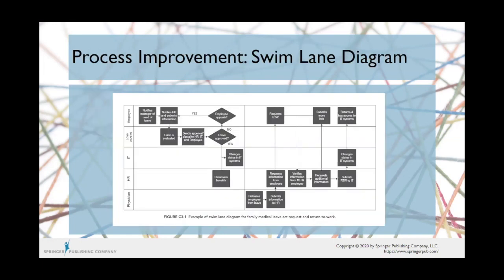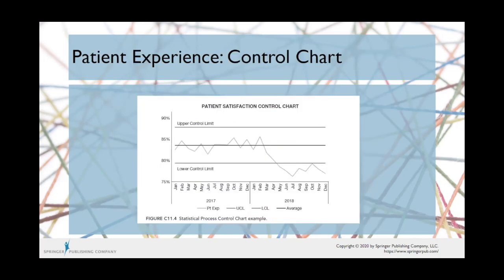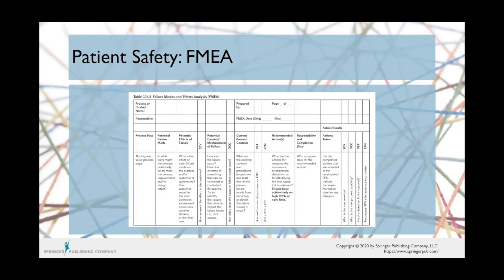So here's an example for process improvement, of course, the famous Lean tool, swim lane diagram. This applies to a case on home healthcare. Patient experience, here's the control chart, famous for Six Sigma. This one on patient satisfaction. Patient safety, the failure modes and effects analysis, evaluating the various risks for certain potential failures. And this applies to patient safety. So one of the cases directly applies the FMEA.